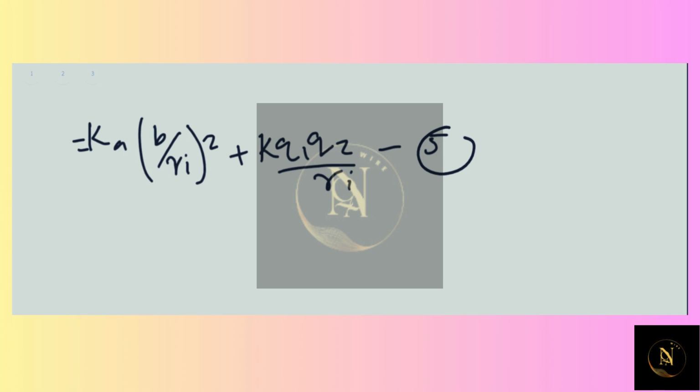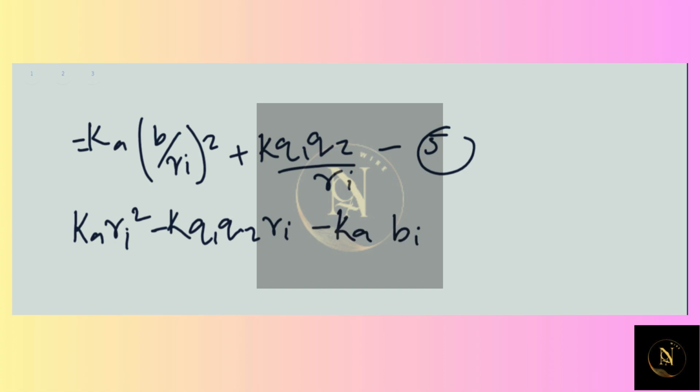Substitute in equation number 5 to get the quadratic equation for r: KA ri squared minus k q1 q2 ri minus KA bi squared is equal to 0. We call this equation number 6.